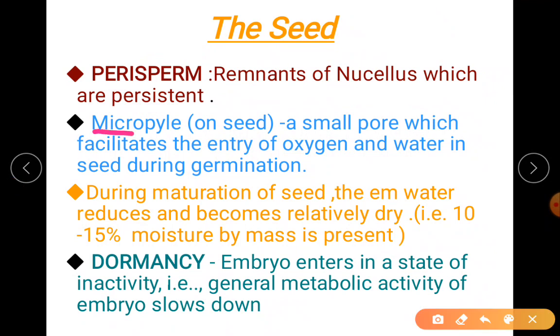Then if the question is asked, what is the role of micropyle on a seed? So micropyle in the ovule, micropyle on the seed. You have to know the difference.